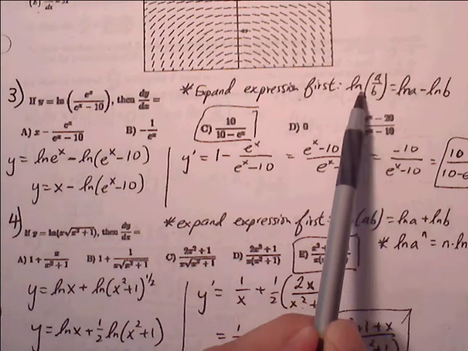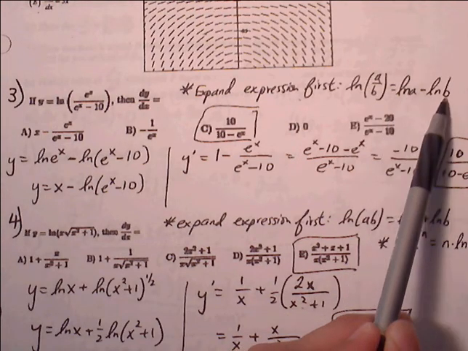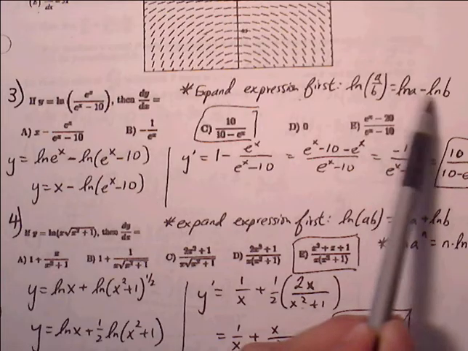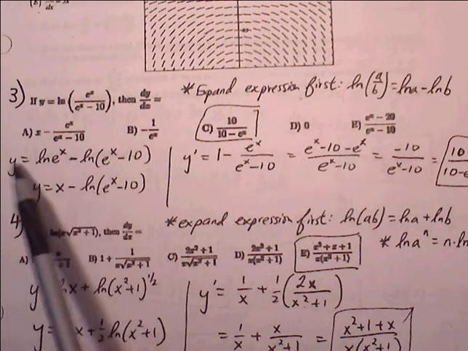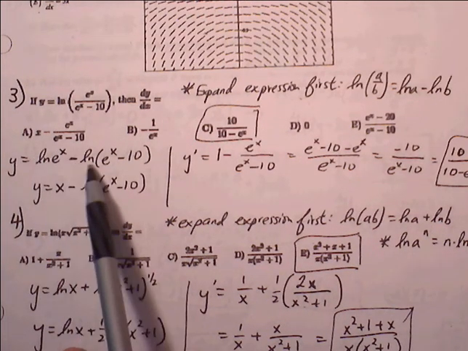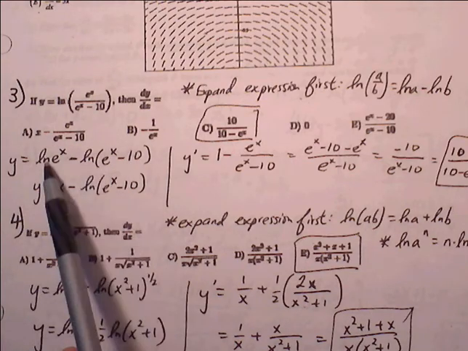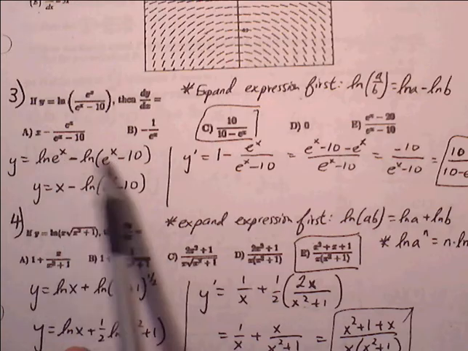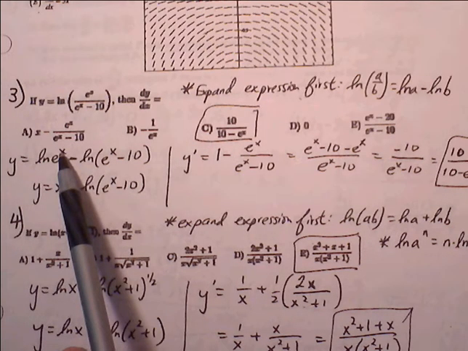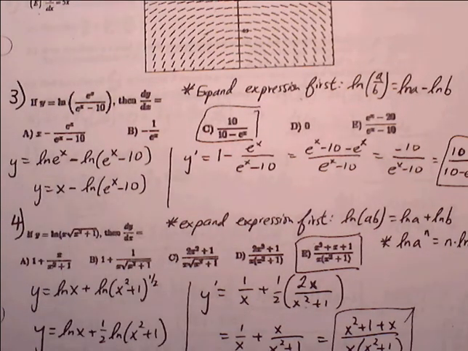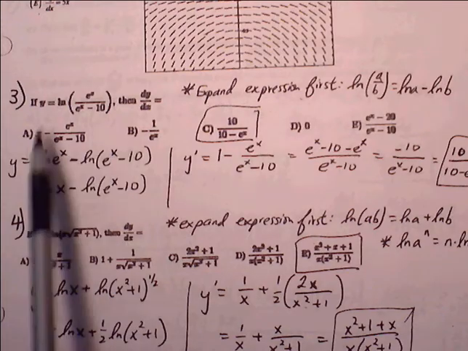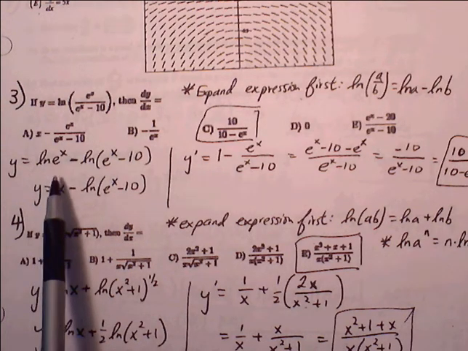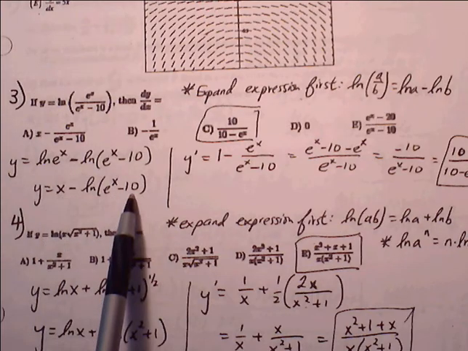So natural log of a over b is natural log of a minus natural log of b, right? So using that property, I can say natural log of e to the x minus natural log of e to the x minus 10, and I can keep expanding because this x can come down in front using the power property. So if I bring the x down in front, x times natural log of e is just going to be x times 1. So x minus natural log of e to the x minus 10.